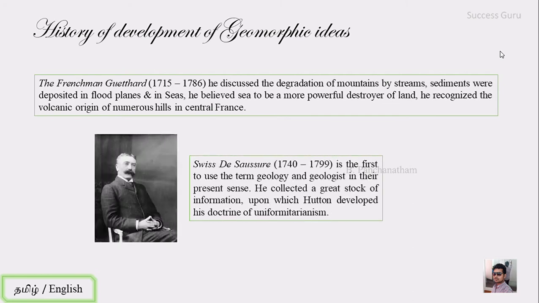And there comes the Swiss de Saussure, who was the first to use the terms geology and geologist in the present sense. Before that, the terms may not have been used or may have been used in a broad way. But he is the very first one to define geology as well as geologist, which continues till now. He collected a great stock of information upon which Mr. Hutton developed his doctrine of uniformitarianism.